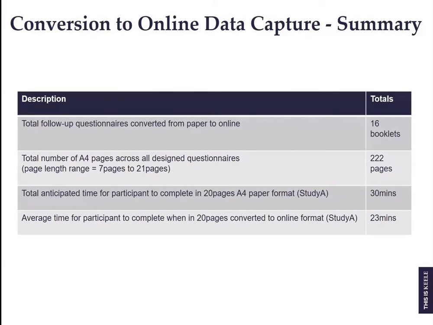And a brief comparison of the time taken to complete, looking at study A as an example, a 20-page questionnaire. Postally, participants are advised it would take about 30 minutes to complete. And when we reviewed the actual online submissions, on average it took 23 minutes to complete, which might suggest it's quicker and therefore perhaps a bit easier to complete online.